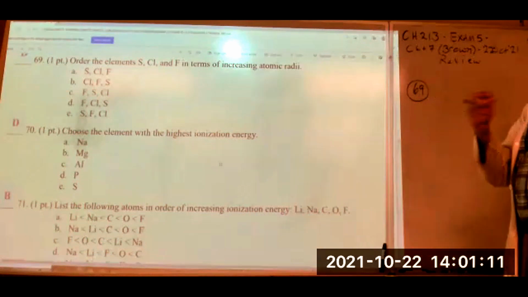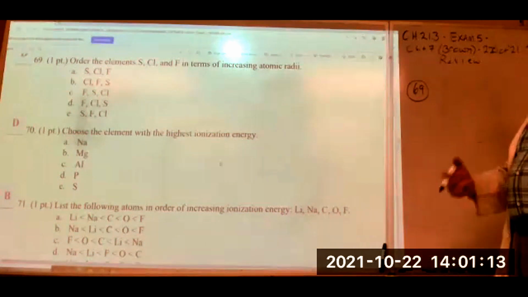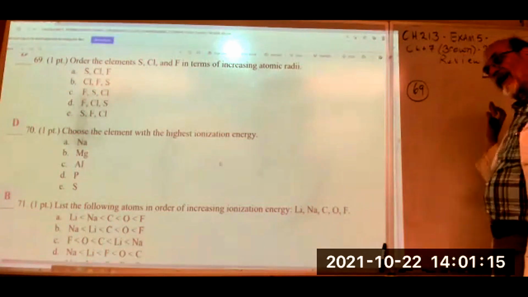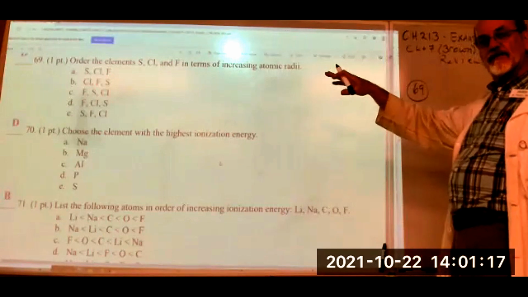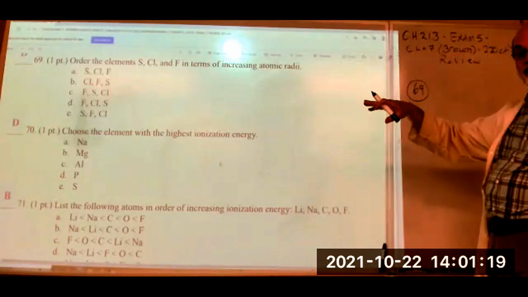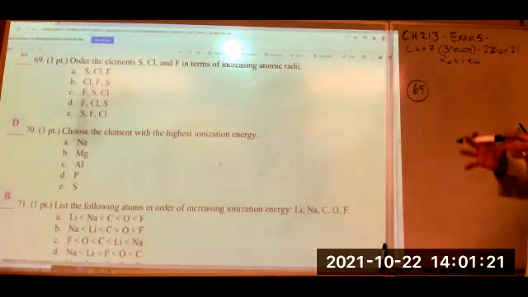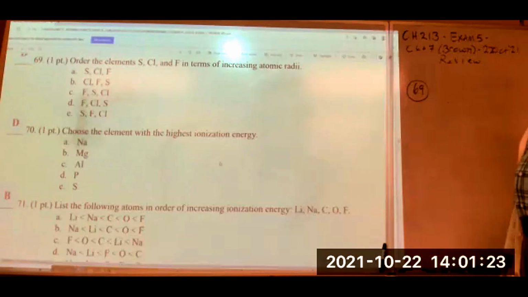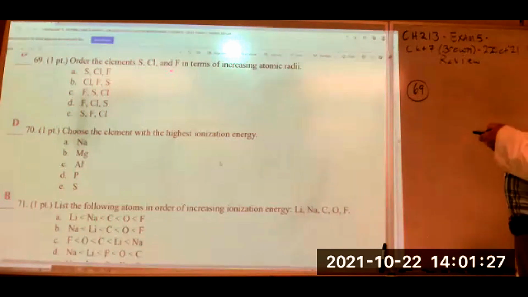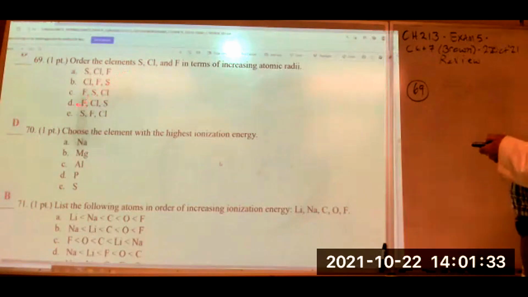They increase going to the left because we're reducing, from right to left, the effective nuclear charge, fewer protons, which allows the electrons to move further out. So it'll be just the opposite as before. Fluorine, chlorine. Yeah, fluorine, chlorine, sulfur. Here should be D.